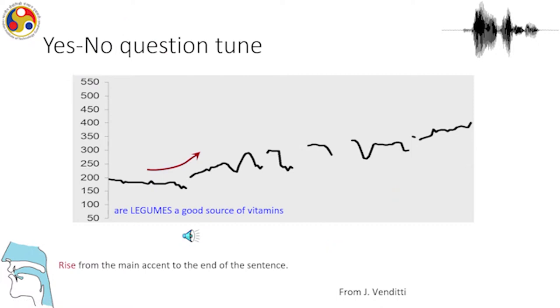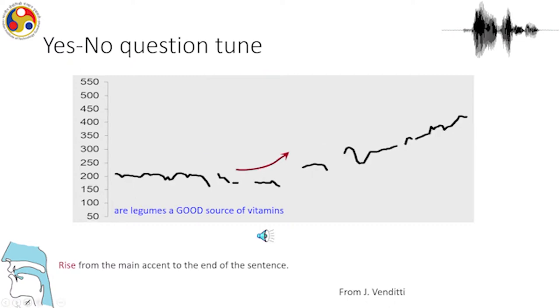And then finally, the tunes of the text, okay? The tune of text will determine what kind of sentence that is. So we can have a yes-no question tune. Are legumes a good source of vitamins? And the answer to that question would be yes or no, depending on whether you think legumes are a good source of vitamins or not. So the yes-no question tune will be, are legumes a good source of vitamins?